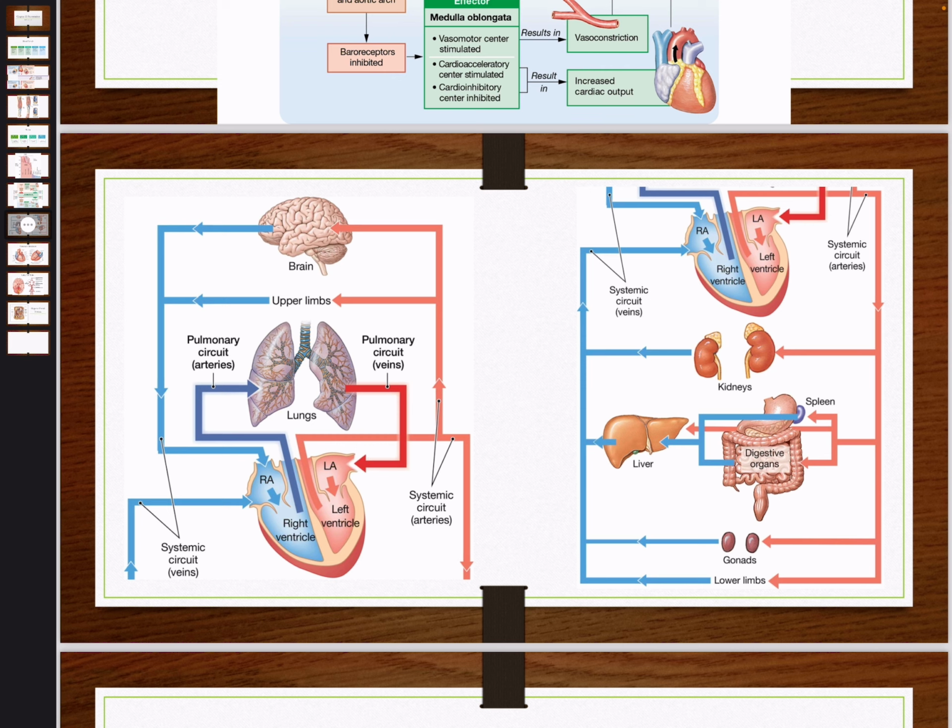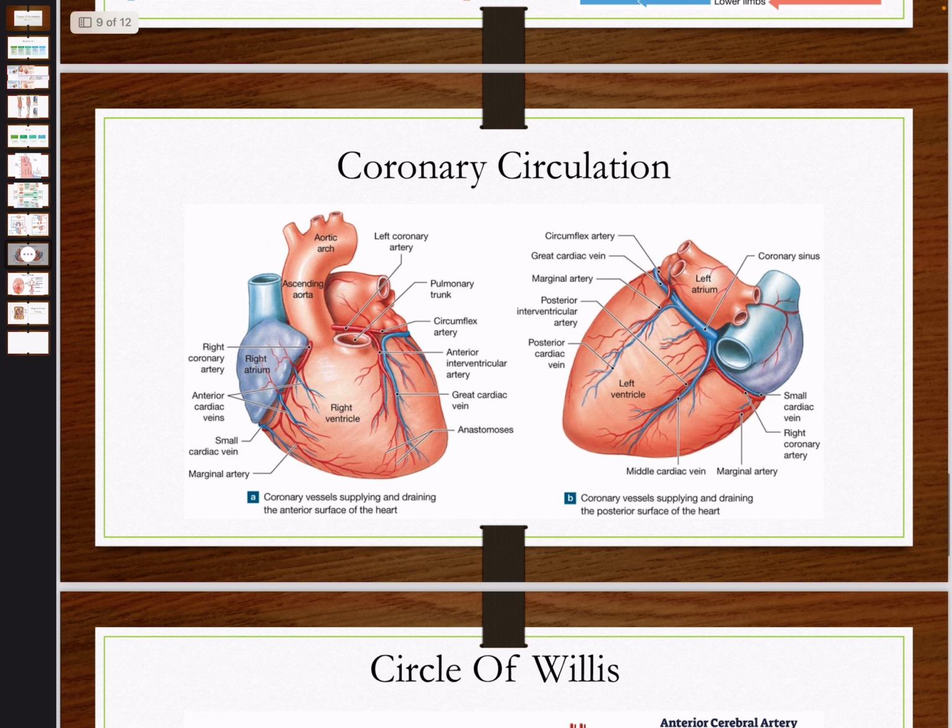If we see right here, the right ventricle brings blood into the lungs so that it can get oxygenated, while it's the left ventricle that brings blood to the rest of the body. And we can see the smaller pathways in here as well. But when it comes to the different circulations, we're going to start with coronary circulation.